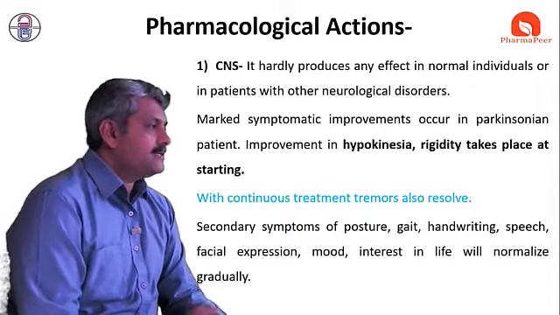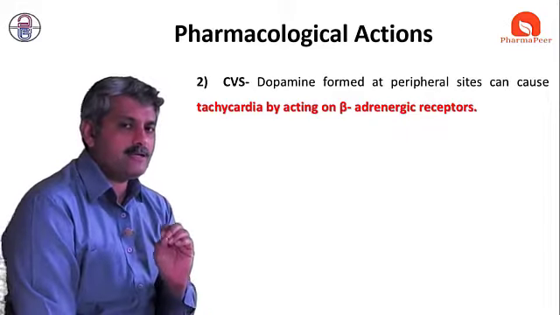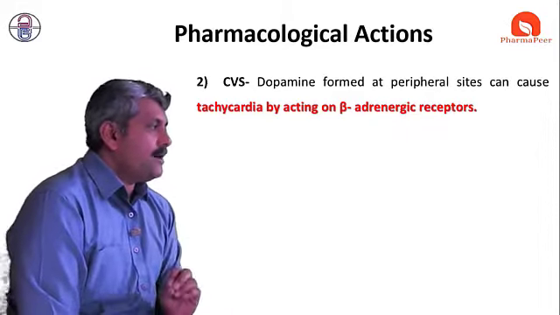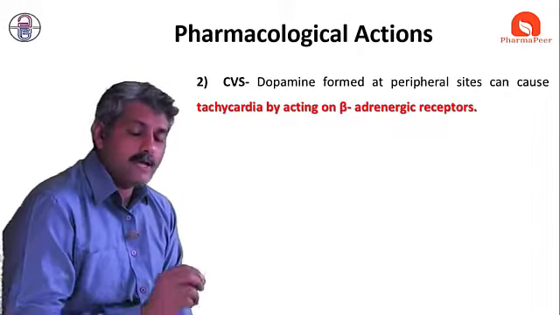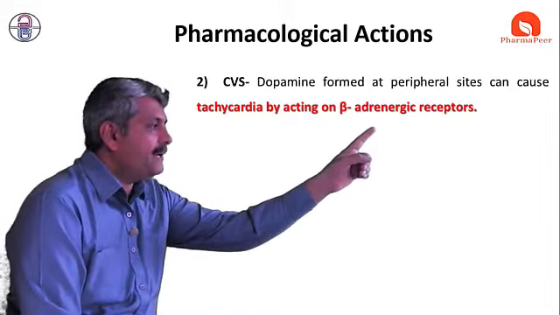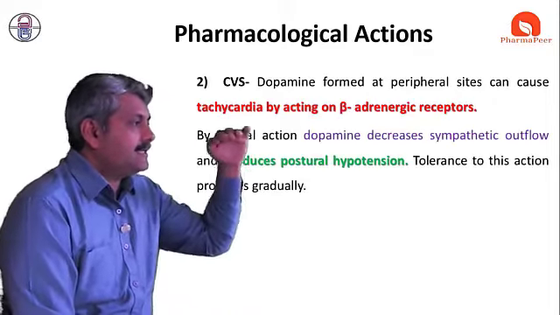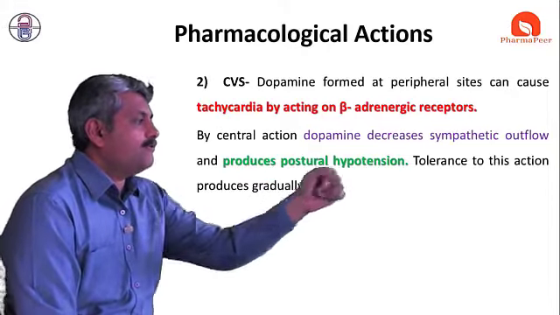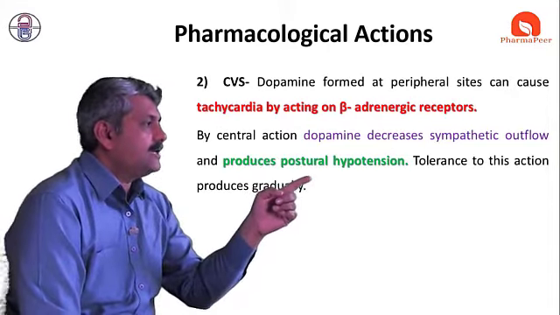Apart from the central nervous system, these drugs also have effects on the cardiovascular system. Dopamine from peripheral sites can cause tachycardia by acting on beta adrenergic receptors. Centrally, dopamine decreases the sympathetic outflow, which results in postural hypotension.